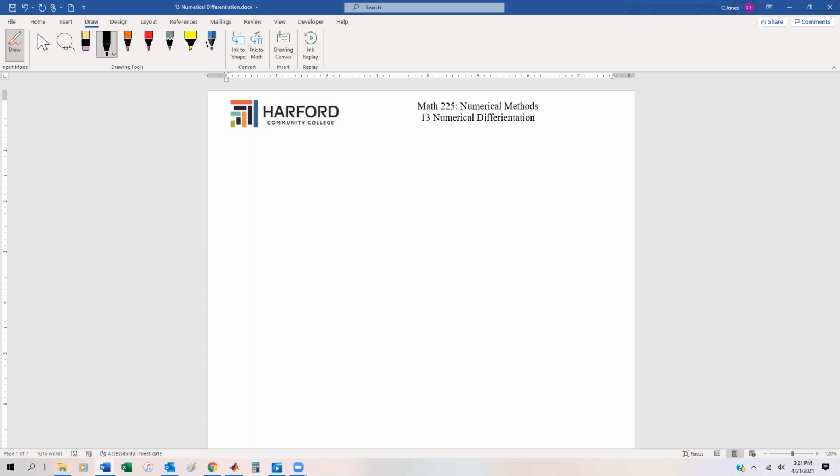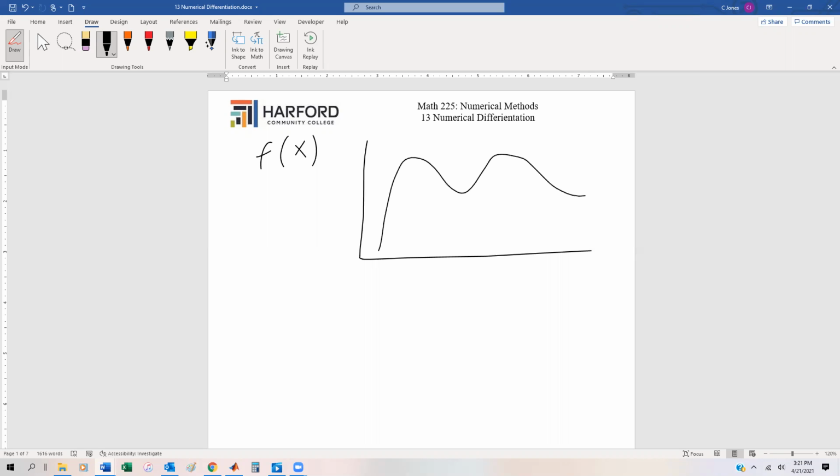Just a kind of idea as to what numerical differentiation is. Let's say we have a continuous function. Let's define it as f of x, and let's have our function look something like this. All right, so we have a continuous function, and let's say that we're interested in the derivative at this point. Now we know that the slope really represents what the derivative is, or the derivative represents what the slope is, vice versa.